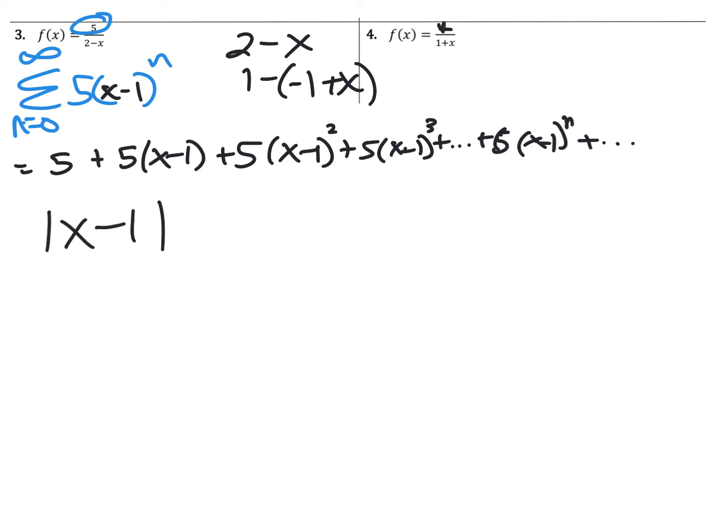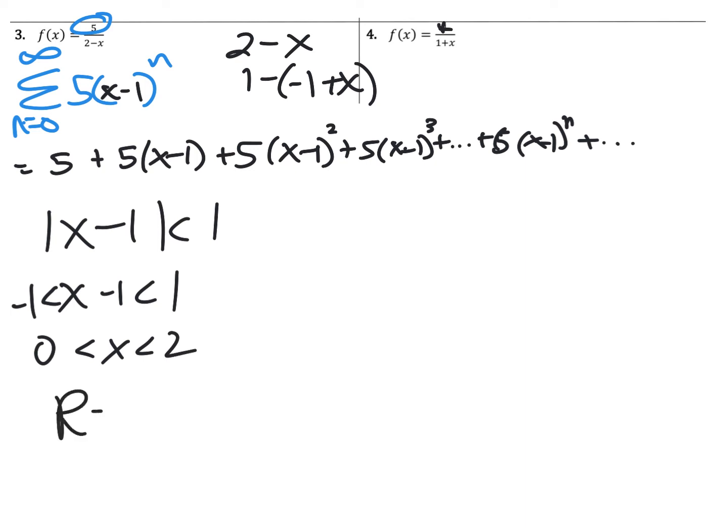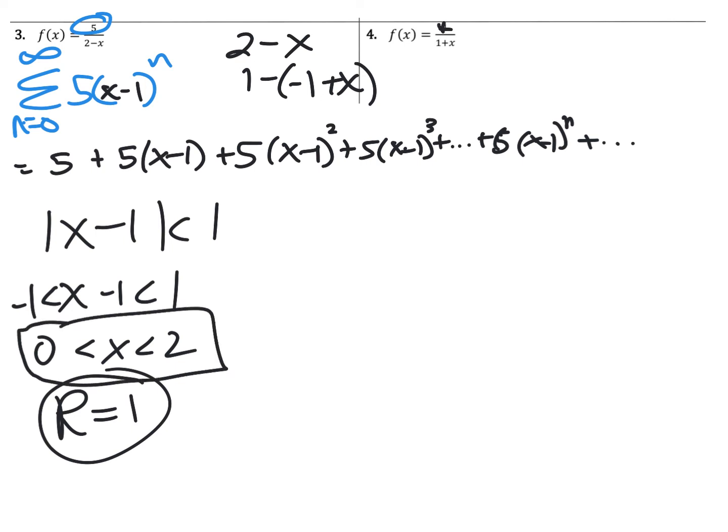This is going to converge for absolute value of x minus 1 less than 1. So -1 is less than x minus 1 is less than 1. So 0 is less than x is less than 2. What would the radius of convergence here be? The radius of convergence would be 1, because the full length of the interval of convergence is 2. So half of that is 1. So things to be cautious of: this is the first one where we have had a first term that isn't just 1. So that's going to manipulate this a little bit.